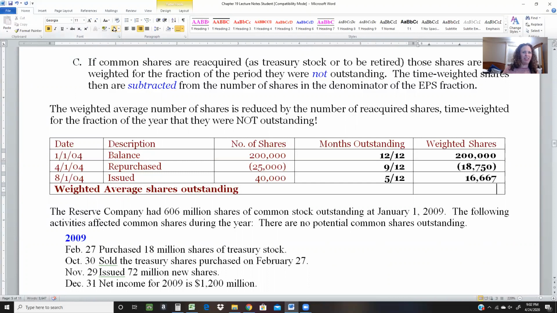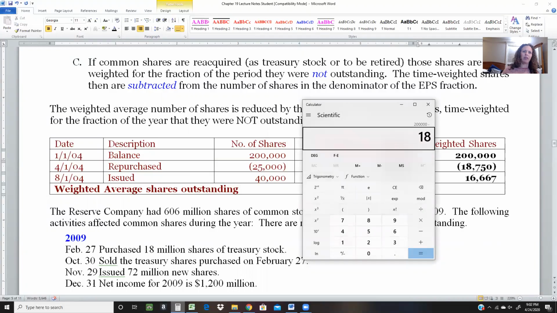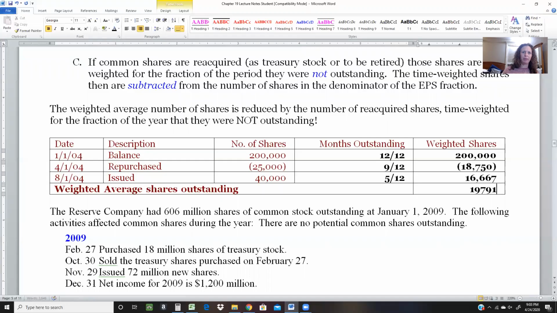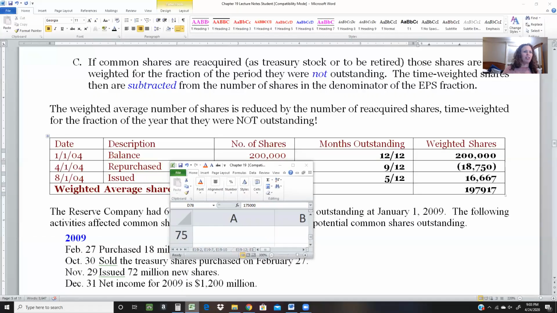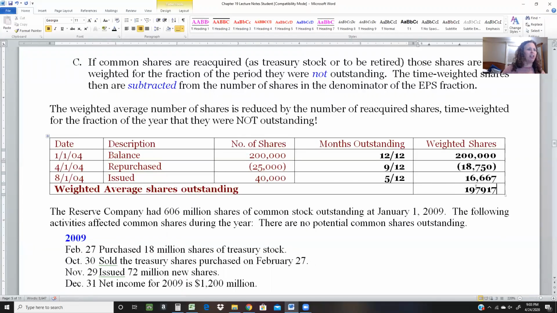So when we add these together, then we get 197,917, which I think is what we had over here. Yeah, 197,917. So this would be the denominator in our calculation. So let's actually start calculating some earnings per share, because all we've done right now is mess around with what the denominator might look like. And I think that's what you're mainly doing for homework between Monday and Wednesday, but I want to keep going here. This is to help you with your homework due Wednesday and your homework due on Friday.